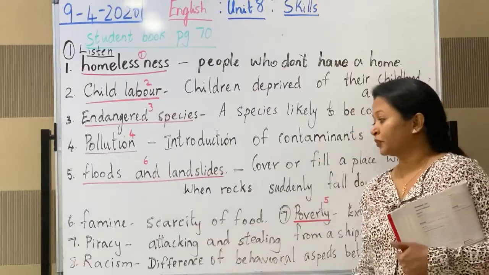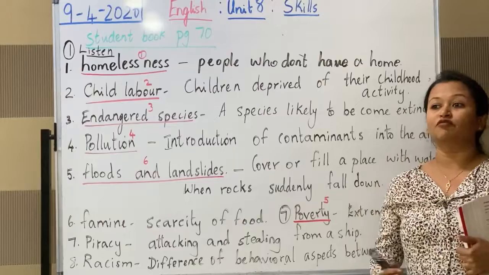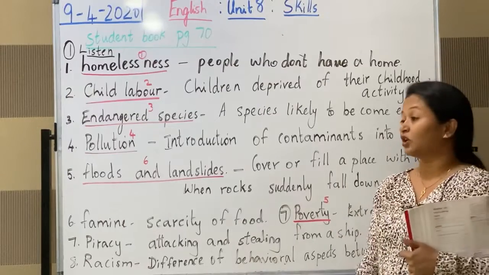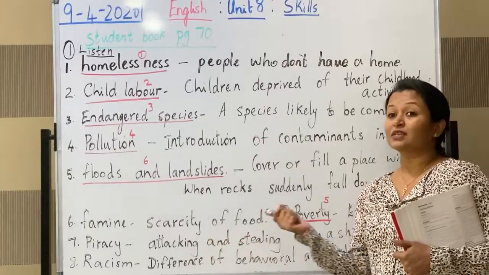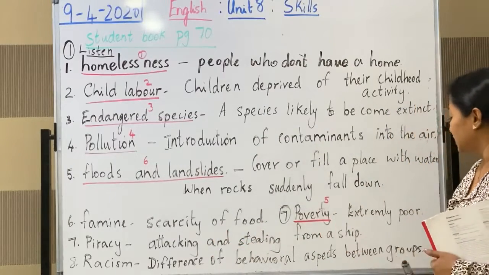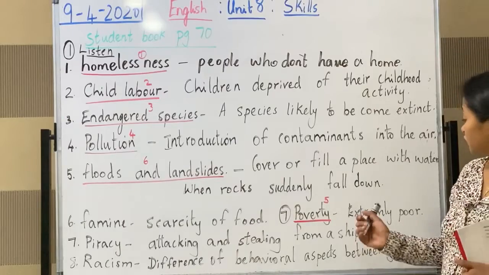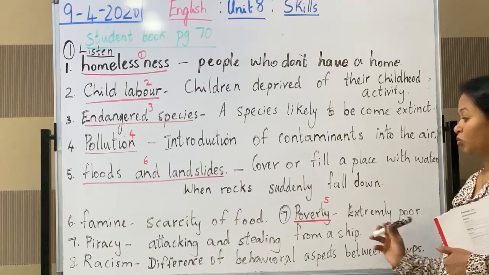And famine. Famine is scarcity of food. When somebody doesn't have money to buy food for many days, they live without food for many days. Why? Because that is called as scarcity of food. There's not enough money to buy food. Poverty is extremely poor. A person who is extremely poor, that means poverty.